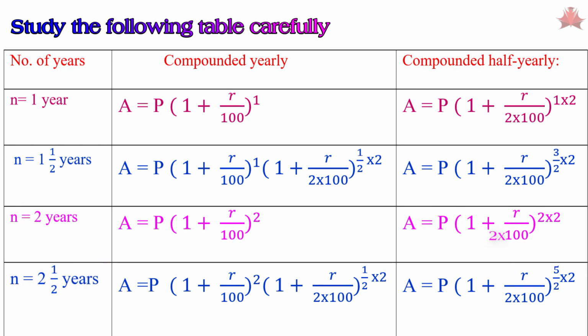Whereas in the compounded yearly, first you need to take the complete years and then later you need to calculate for half. So we will get the formula like this. A is equal to P into (1 plus R divided by 100) whole square into (1 plus R divided by 2 into 100) whole power 1 by 2 into 2. Whereas in the compounded half yearly, amount is equal to P into (1 plus R divided by 2 into 100) whole power 5 by 2 into 2.